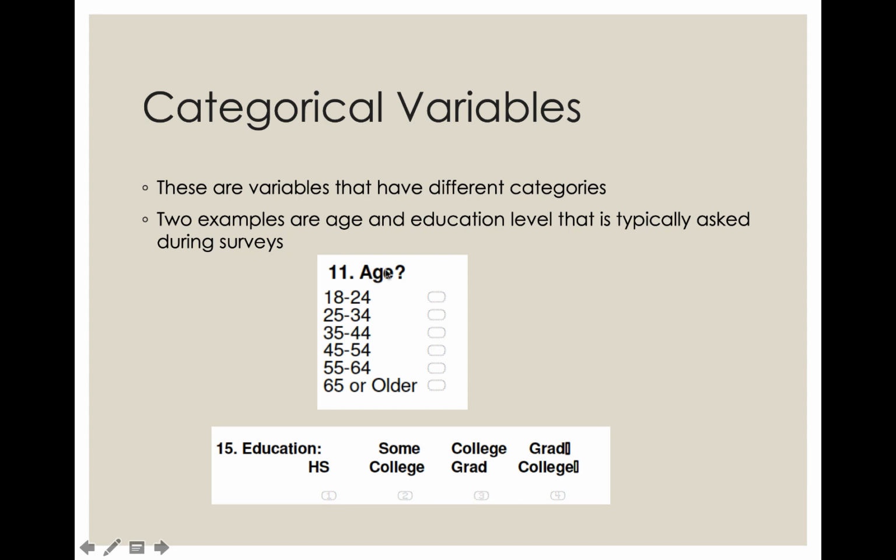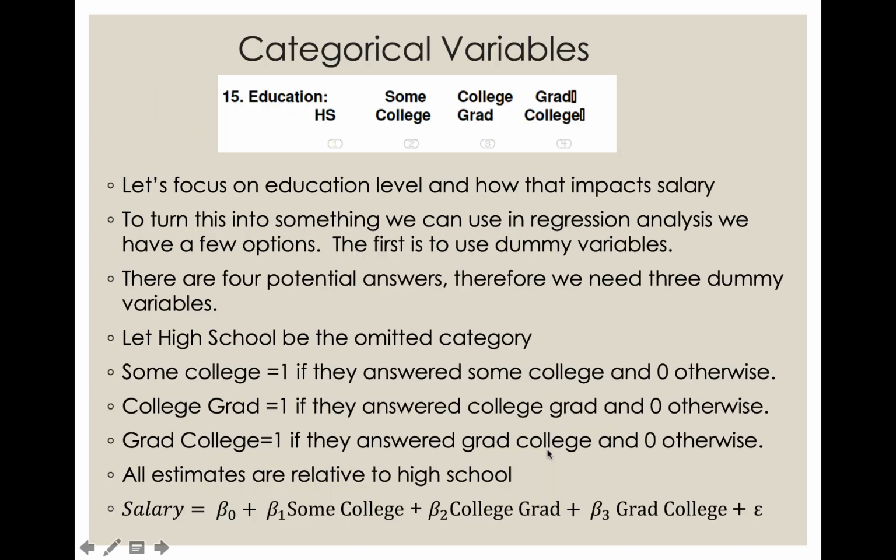So question 11 is the person's age, and we give them ranges, and they're supposed to fill it in. And then question number 15 is their education level. So if they graduated from high school, if they've had some college, college grad, and then if they've had some grad school. Let's look at the education categorical variable. We can see that there is a distinct order here in the sense that high school is less education than some college, some college is less education than college grad, less education than grad school.